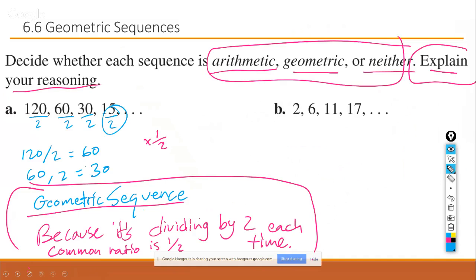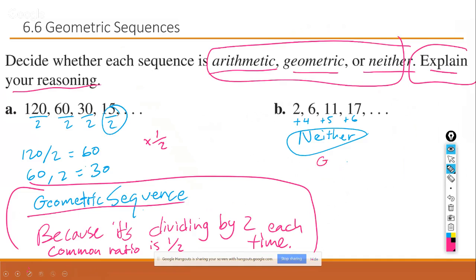The other question, 2, 6, 11, and 17. It doesn't really look like it's multiplying. This could be a times 3, but then 6 to 11 is a plus 5. That one's a plus 6. So this one is neither. So it looks like plus 4, plus 5, plus 6. This is neither. And explain.